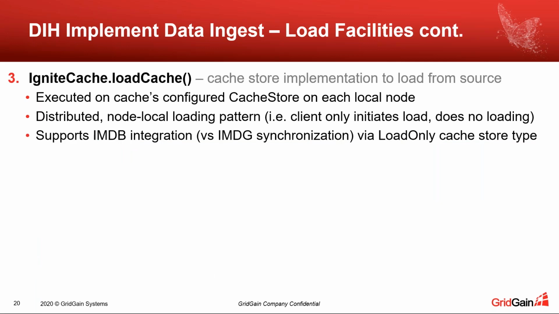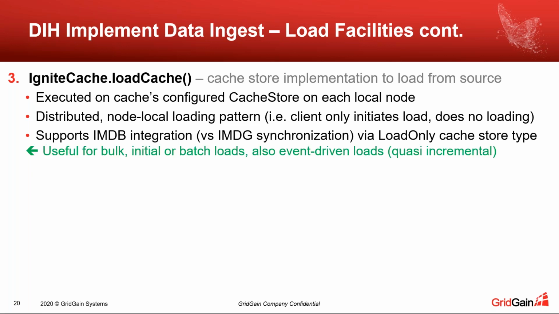Next, for caches and tables that have a cache store defined against them, remember we talked about third-party persistence backed by a relational or a NoSQL database. If you have one of these cache stores defined against your cache, then you can use Ignite's cache load cache method and implementation. This is great for initial or bulk loading scenarios, and it also can be used for event-driven quasi-incremental loading, because you can pass parameters to your load method.